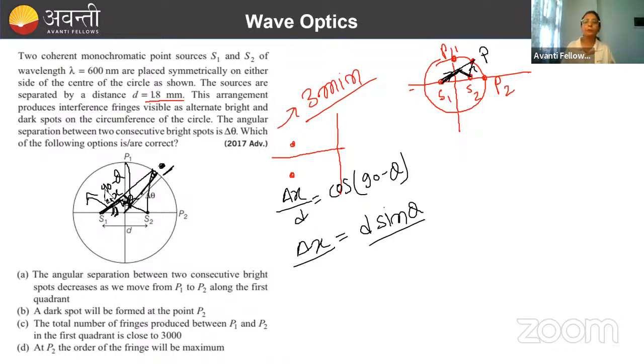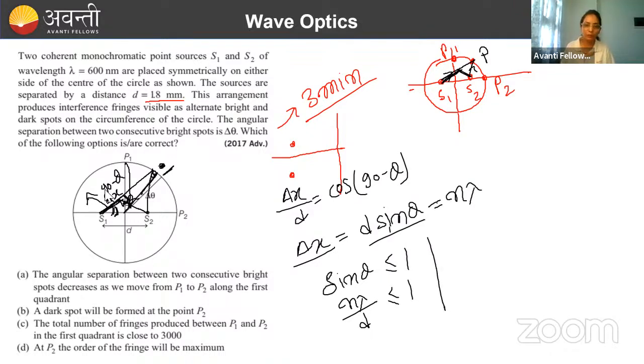Now, suppose we have to calculate how many fringes we will get between P1 and P2. Number of fringes means we have to see how many maxima we are getting, right? So we equate d sine theta with n lambda. Now sine theta is less than or equal to 1. So from the first equation, sine theta is n lambda by d, which is less than or equal to 1.